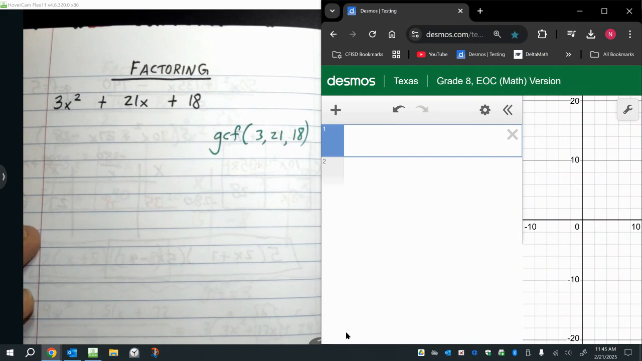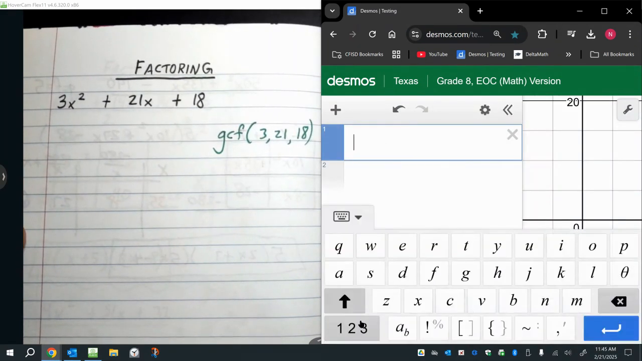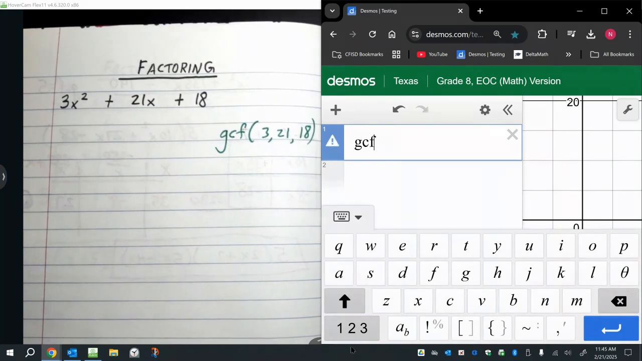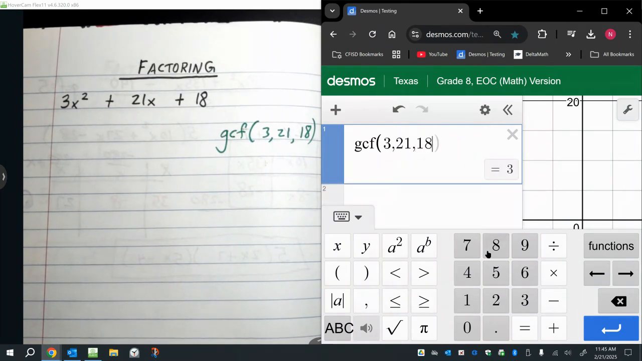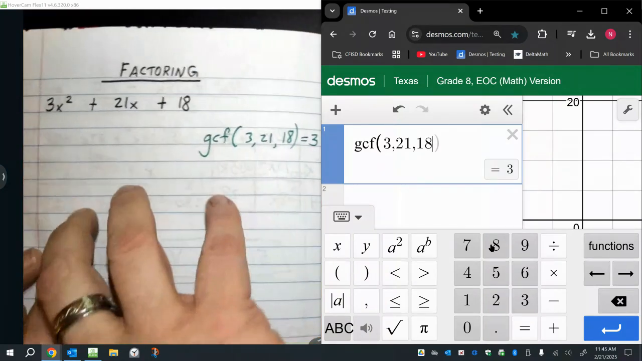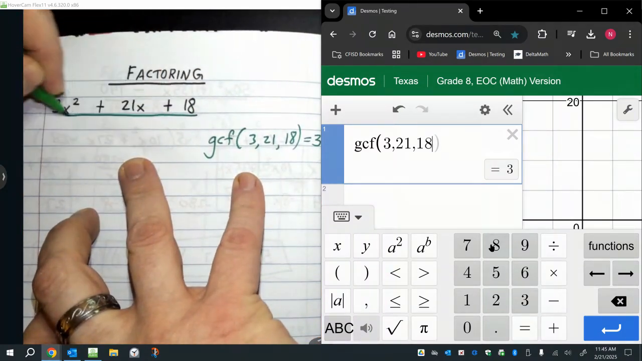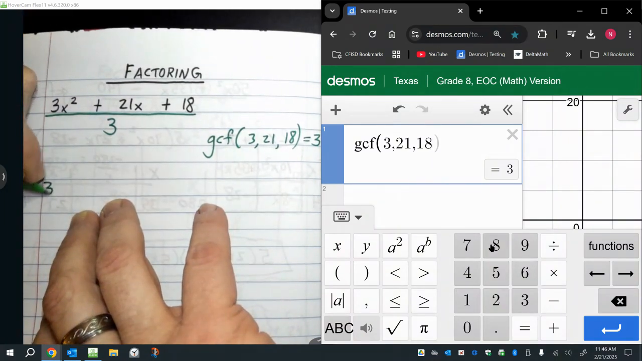All right, so we'll type GCF of 3, 21, 18. And our GCF is 3. So what we're going to do is divide this whole thing by 3. And if I divide by 3, then my 3 comes out in front.